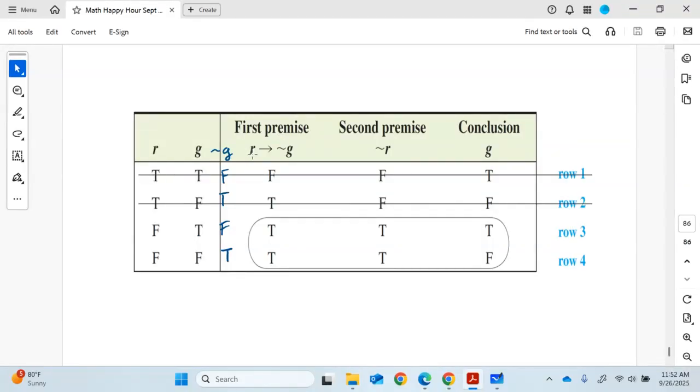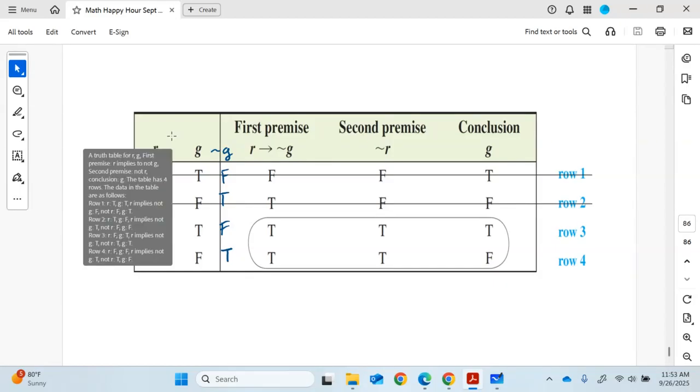My first premise was R implies not G. Well, to create the truth values of this conditional, I actually need the negation of G. So I put it there in the middle. So if G has true, false, then the negation would be false, true, false, true. And now I do the conditional between R and not G.